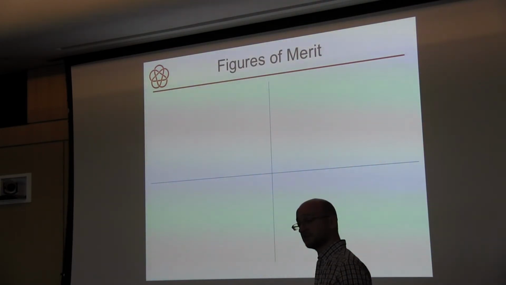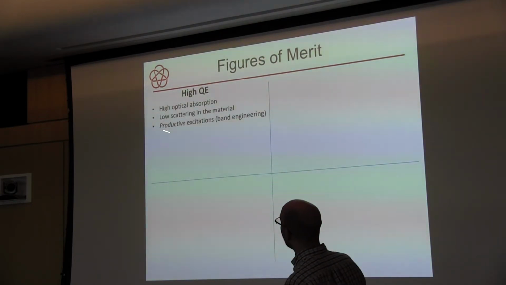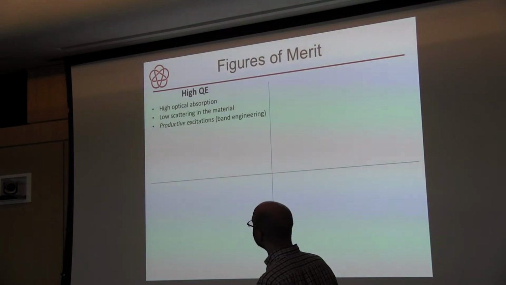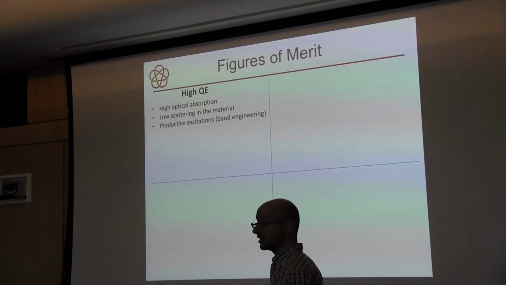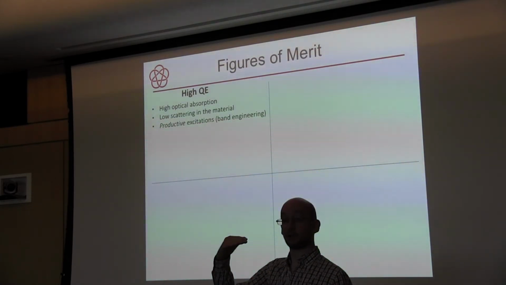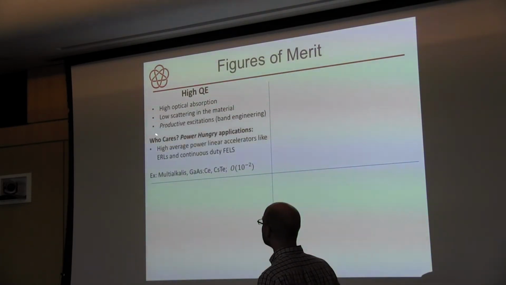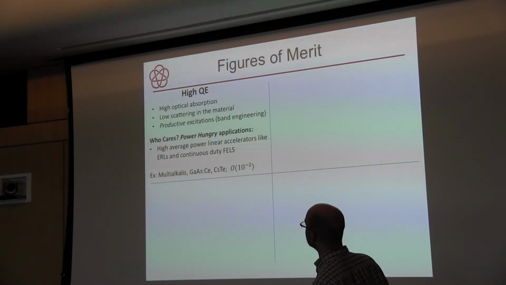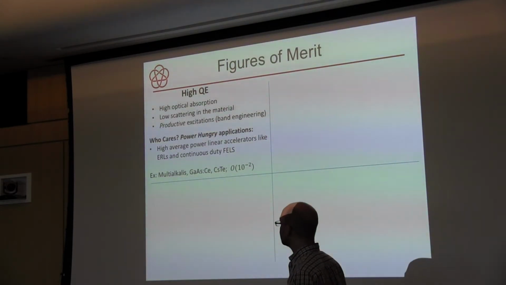I just want to go over some of the things that we've talked about. We've talked about quantum efficiency. How do you get high quantum efficiency? You have high optical absorption, you have low scattering losses, and you have productive excitations. The excitations you produce are where you want them. Who cares about this? Power-hungry applications, laser power-hungry applications, like ERLs and continuous duty free electron lasers.